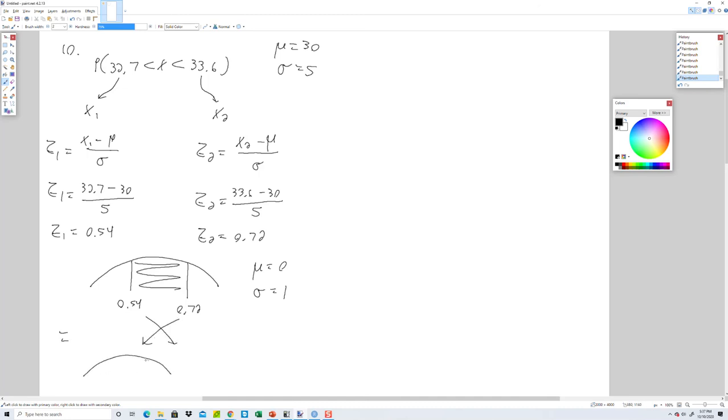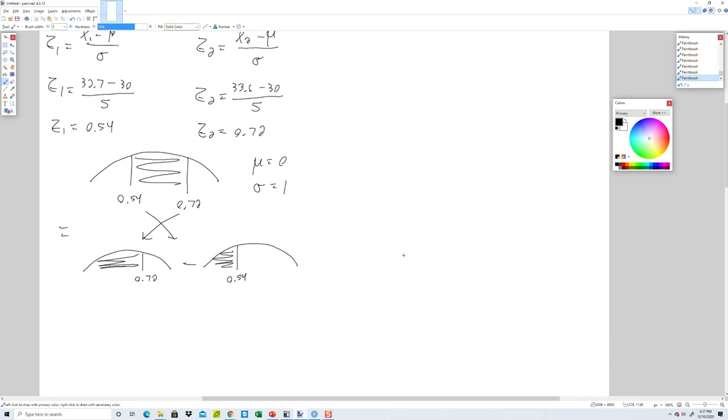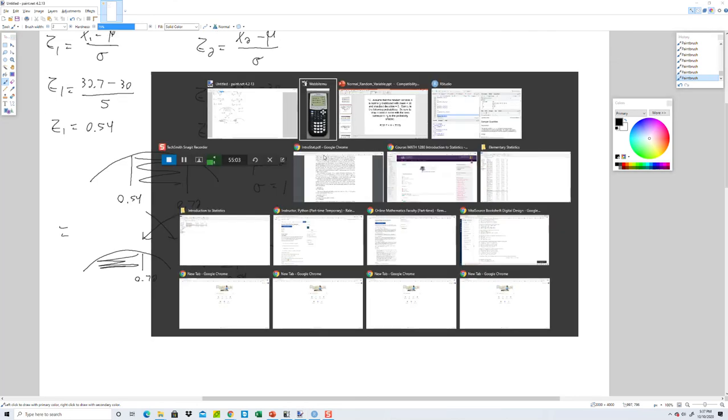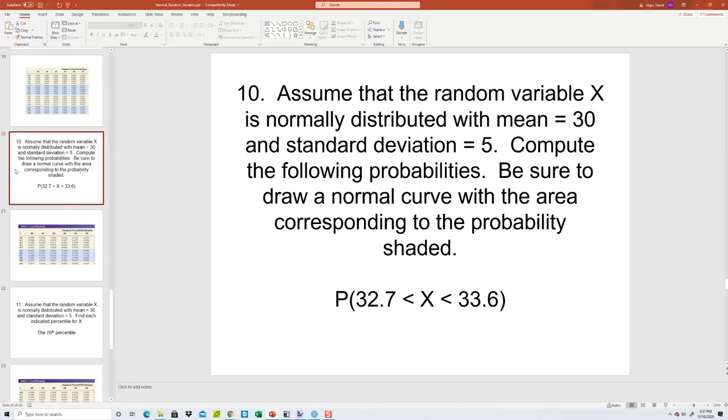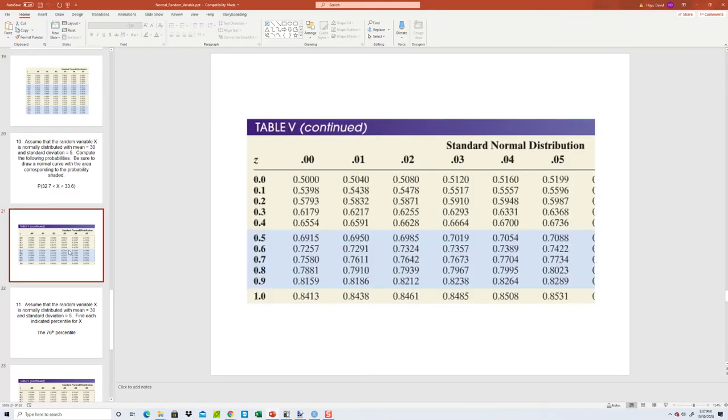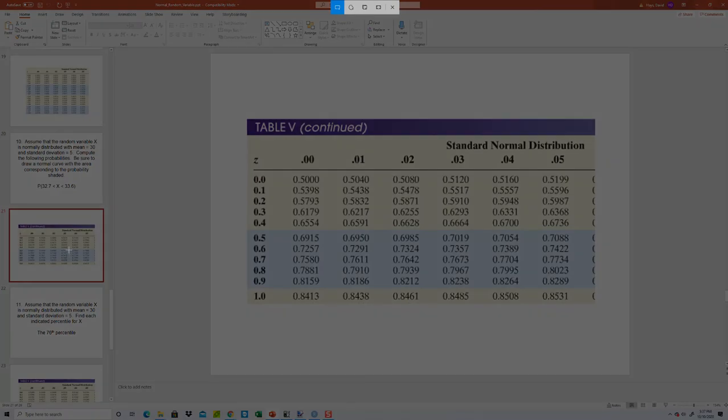So I'll draw the picture such that this is over on the left side, 0.72, the area to the left, minus, and then this one is over on the right side, and it's area left. I think I designed this problem so it could use all the values in this one table right here.